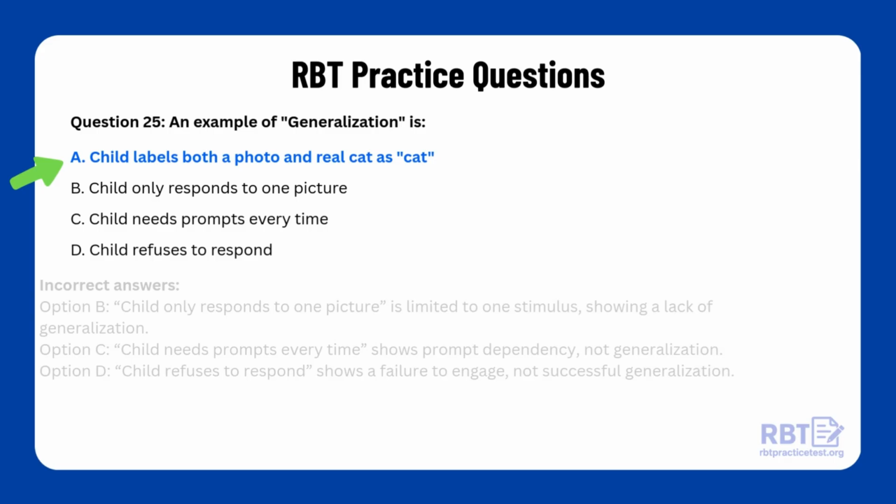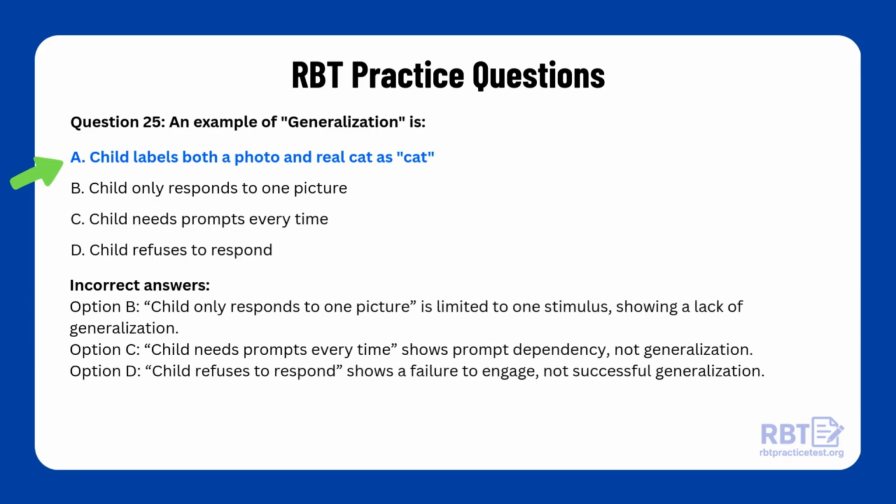Now for the wrong answers. B is limited to one stimulus, showing a lack of generalization. C shows prompt dependency, not generalization. D shows a failure to engage, not successful generalization. So note that behavior transfers to new situations or things. That's generalization.